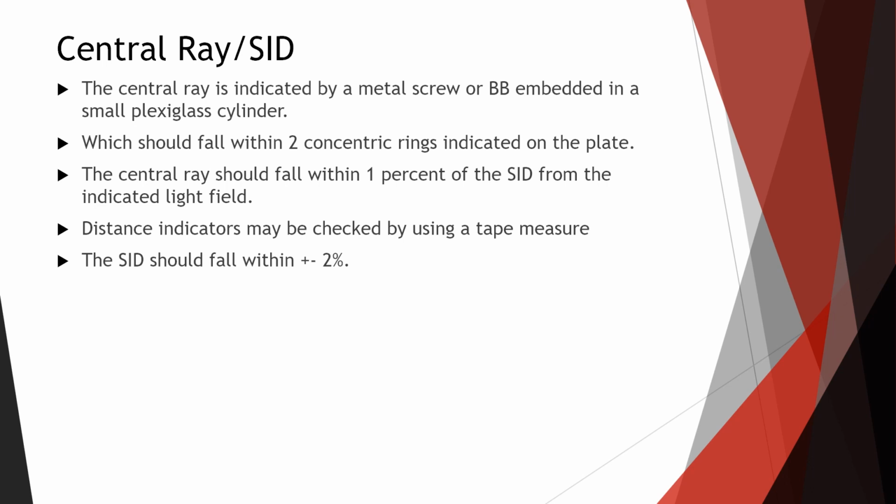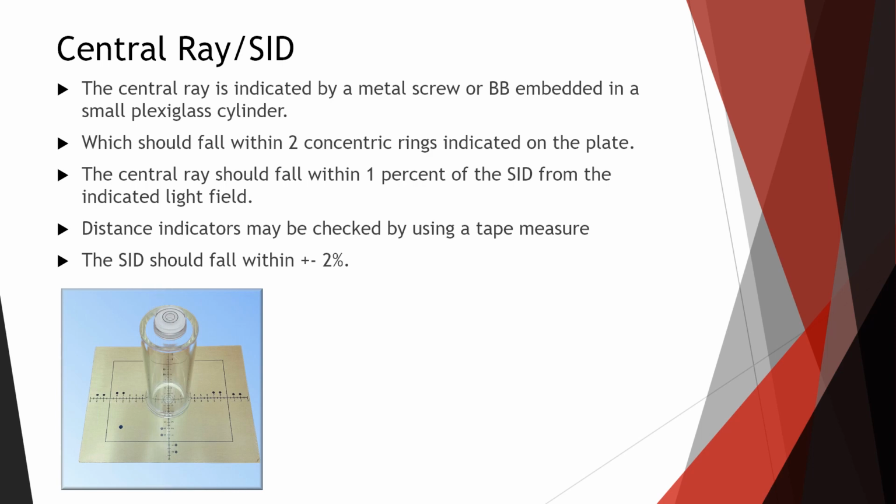So in order to test the actual distance, an actual tape measure can be used. Especially in digital equipment now, it will say it's at 72 inches or 180 centimeters, and that will be on the display. Is it actually there? From where the cassette is, not from the board or the front of the tube or anything like this, but where the cassette is, where the exposure is actually going to be detected, to the focal spot, which is where the X-rays are actually created. That should be within plus or minus 2% of what the equipment says it is.